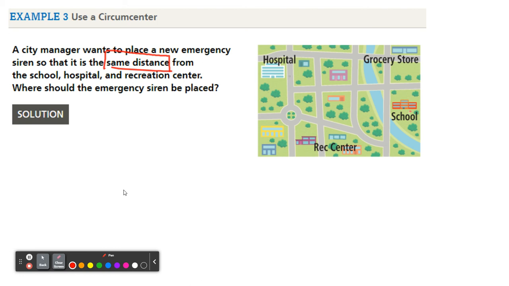So I'm going to make the hospital a point. I'm going to make the rec center a point, and I'm going to make the school a point. And I'm going to connect them with a triangle as best I can. So this looks like an obtuse angle, maybe close to a right triangle, okay?